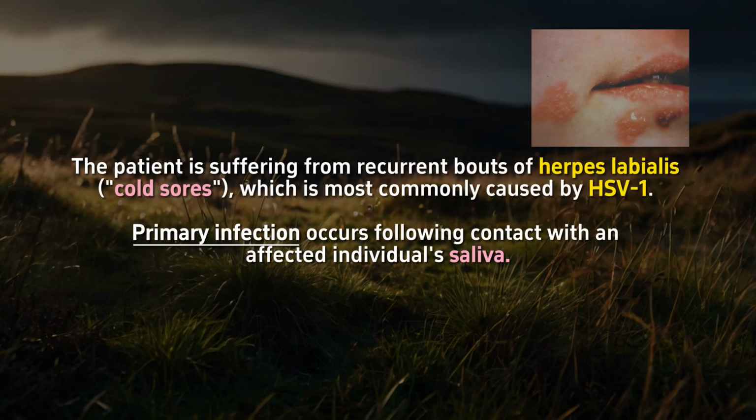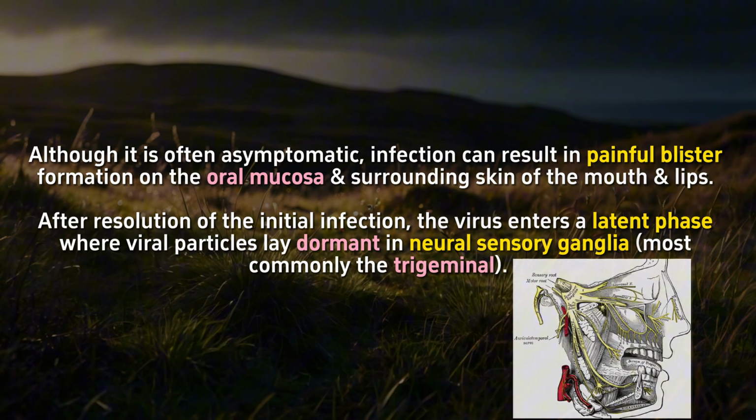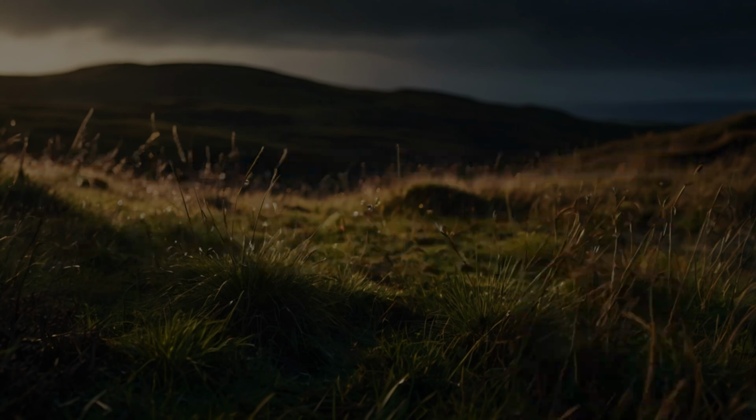The patient is suffering from recurrent bouts of herpes labialis, cold sores, which is most commonly caused by herpes simplex virus 1. Primary infection occurs following contact with an affected individual's saliva. Although it is often asymptomatic, infection can result in painful blister formation on the oral mucosa and surrounding skin of the mouth and lips. After resolution of the initial infection, the virus enters a latent phase where viral particles lay dormant in neural sensory ganglia, most commonly the trigeminal.